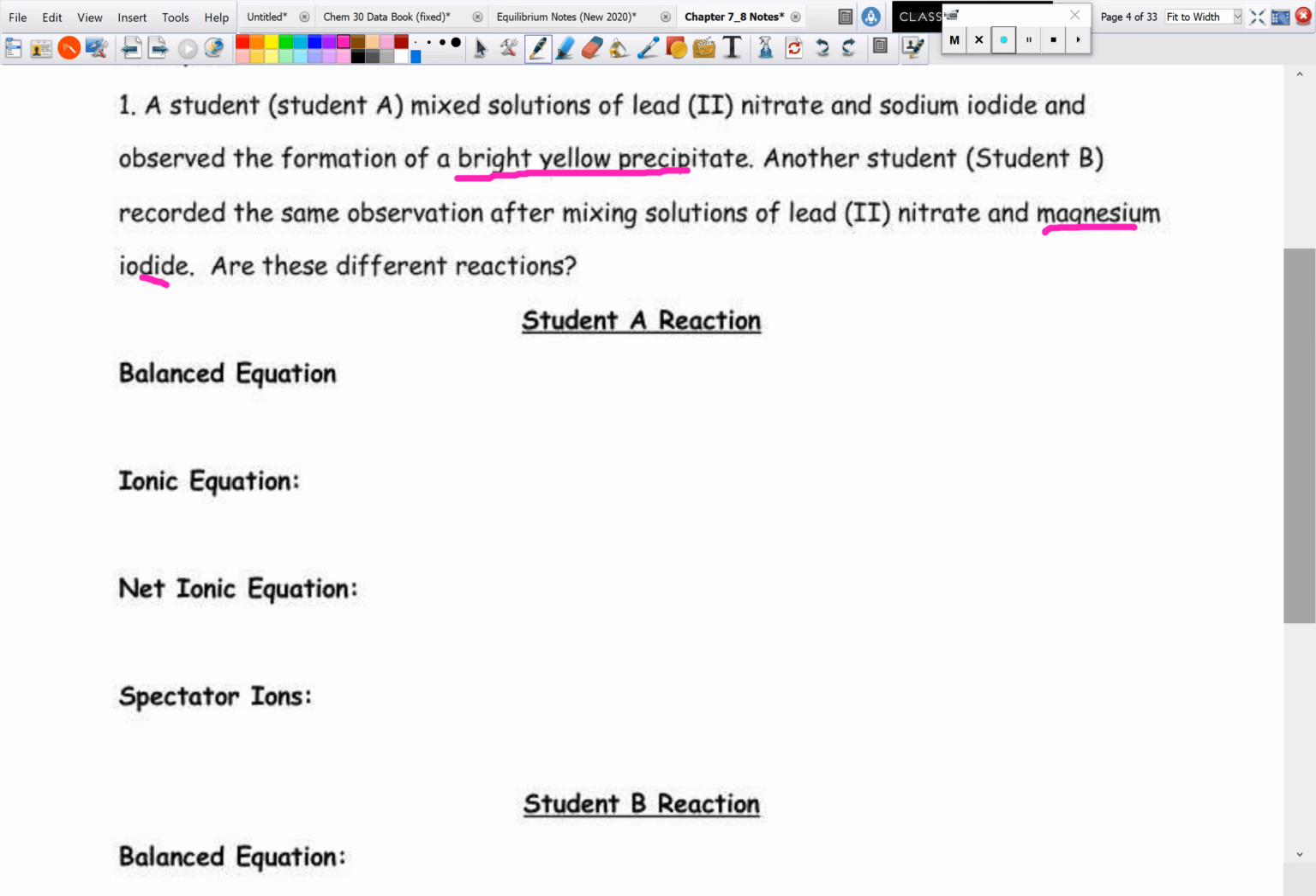So first for student A. So student A mixed a solution, so we know a solution is already aqueous, right? So that means we have Pb(NO3)2 (aq) plus our sodium iodide. Same thing is that it already says it's a solution, so we don't need to check our solubility charts. We can just go write aq.